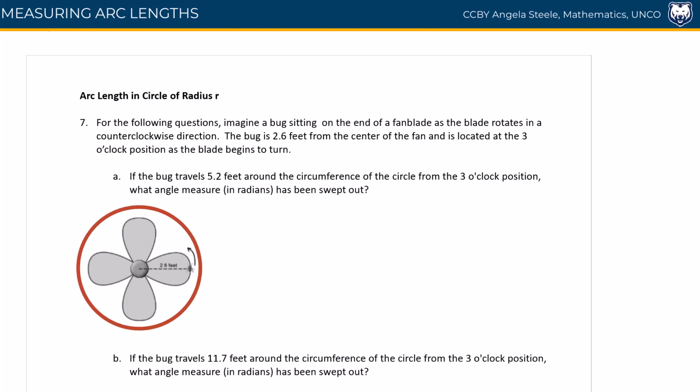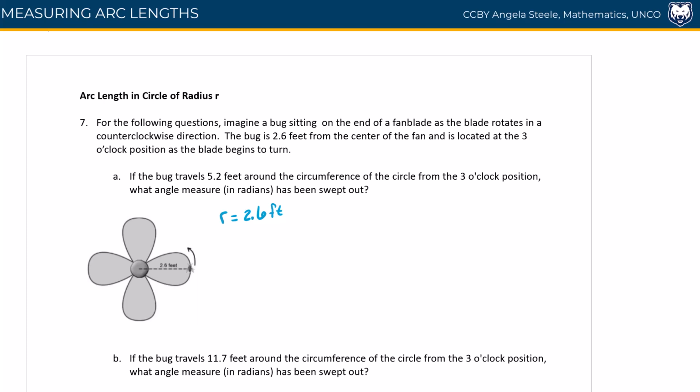All right, we know that our bug is going to be 2.6 feet from the center of the fan, and you can see the visual here. So that means that our radius is going to be 2.6 feet. On part A, if the bug travels 5.2 feet around the circumference of the circle, we want to know what is the angle measure in radians that has been swept out.